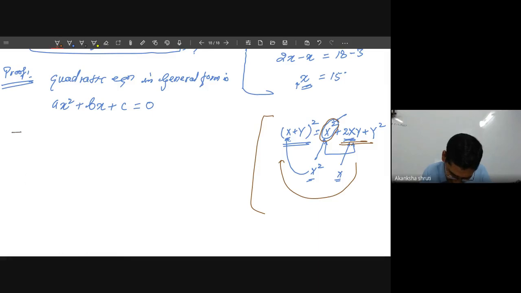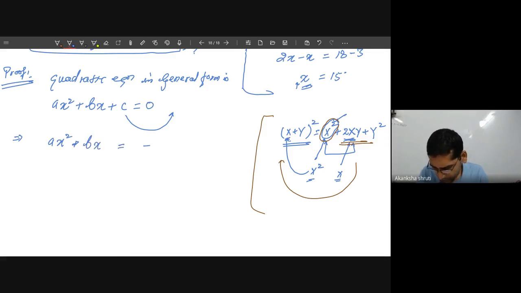Our very first step is to divide it by a square, sorry, a. Student, even before that, whatever the constant is there, you send all the constant on the right hand side. Very first step you do that. Keep the variable on one side, send the constant on the other side. So write this: a x square plus b of x is equals to minus of c.